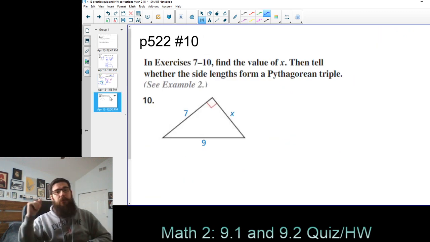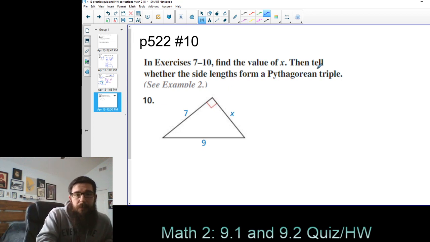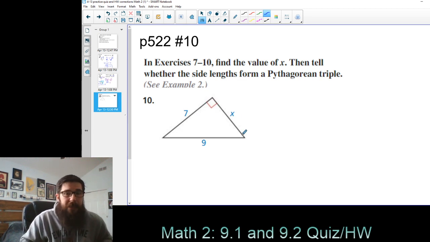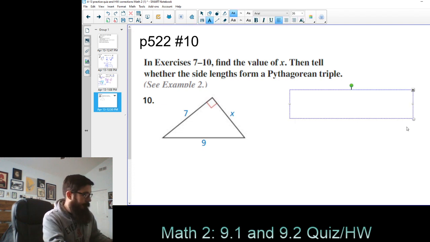Last one. Page 522, number 10. This was from section 9.1. We're basically saying, hey, find the value of x and then find whether it makes a Pythagorean triple. So first step is we're going to find the value of x. You've just got to use your a squared plus b squared is c squared. So let me type that out.